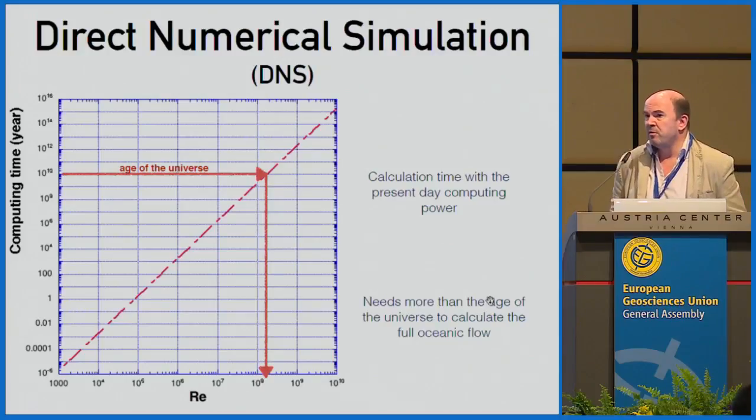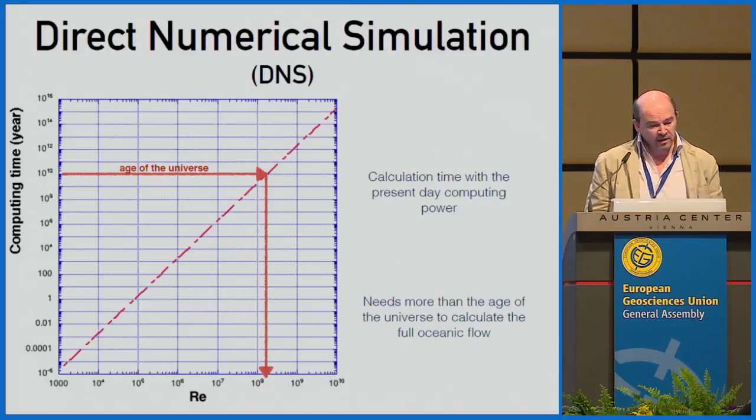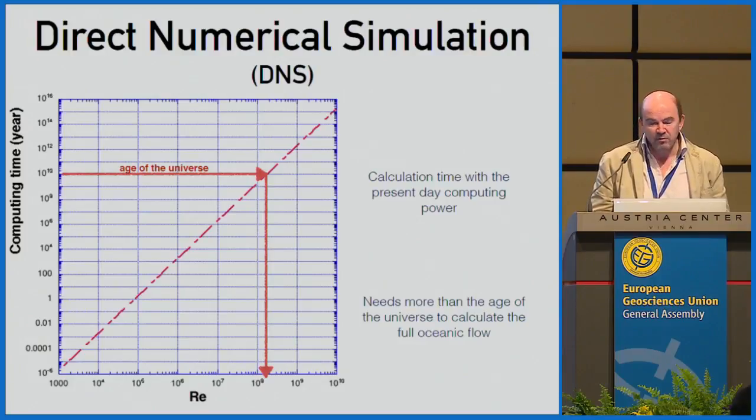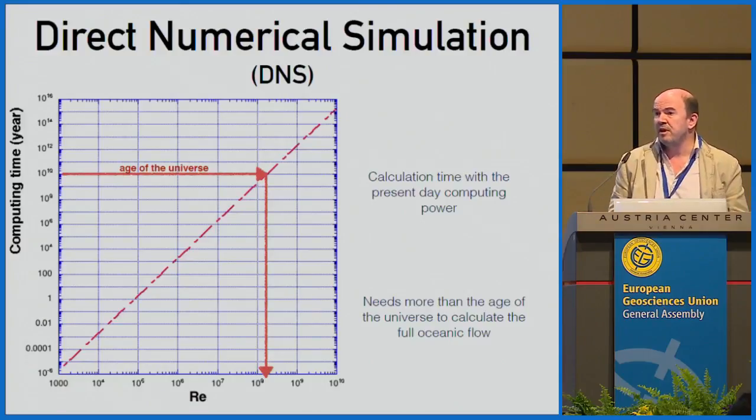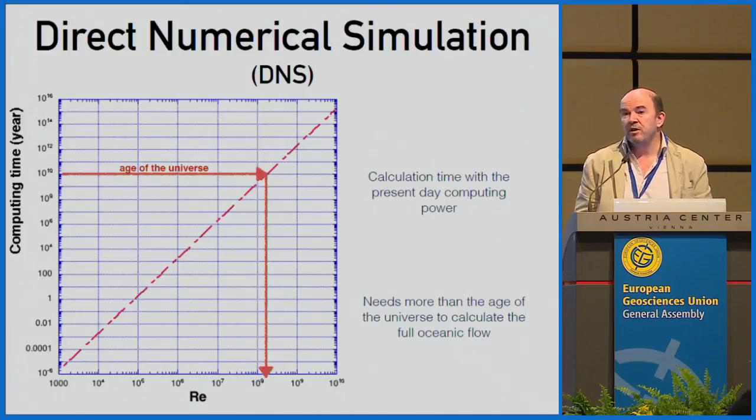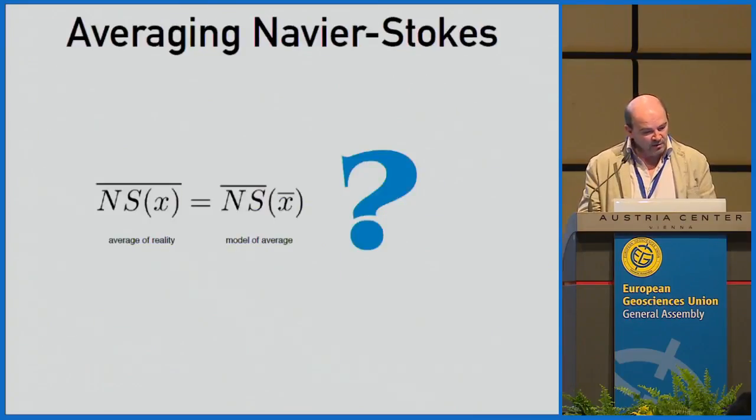But the main problem, of course, if we want to solve the Navier-Stokes equation numerically using what is called in the field of turbulence direct numerical simulation, is that with present computer power, you need more or less the age of the universe to simulate something with a Reynolds number of the order of 10 to the 9, which is more or less the Reynolds number of the global ocean. So this is not possible.